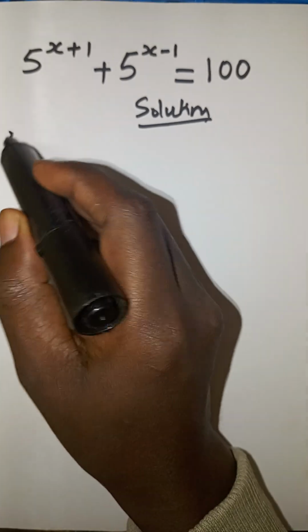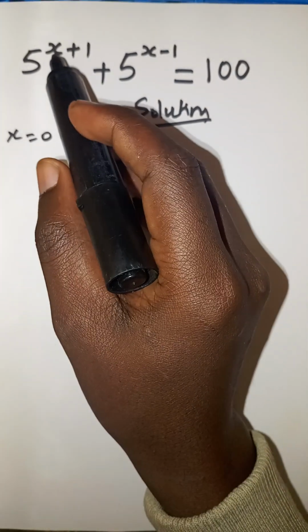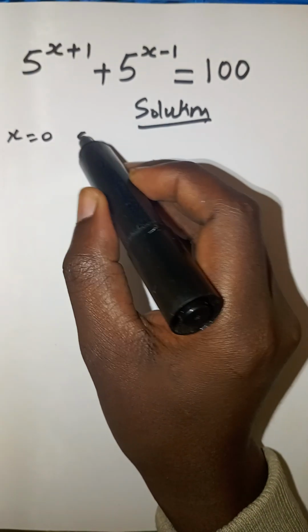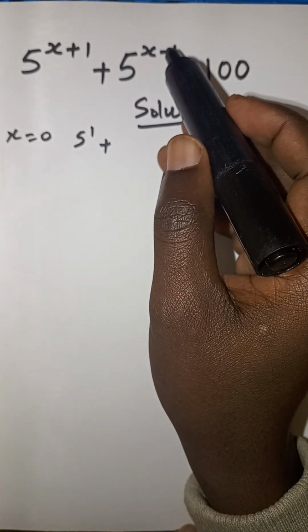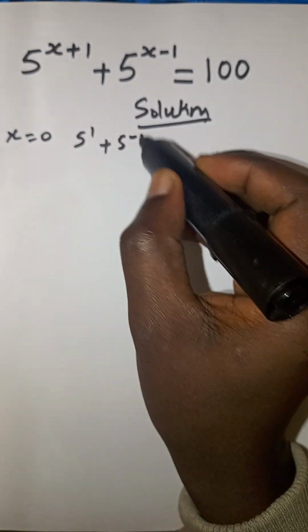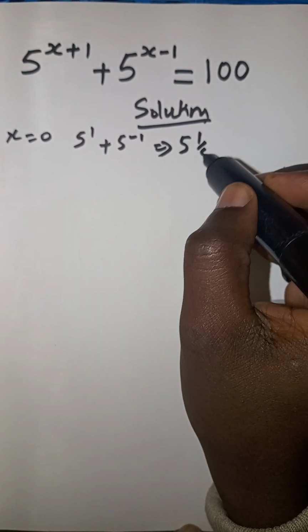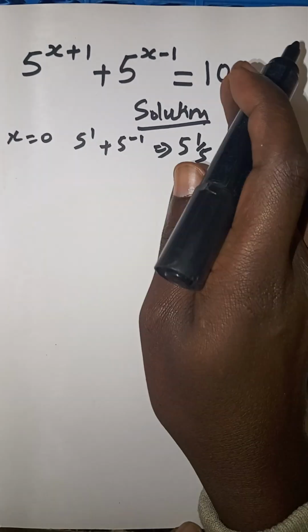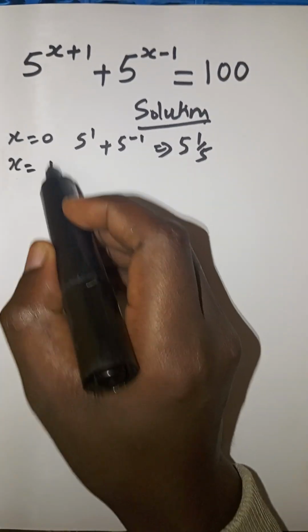Let us say if x is 0, then this equation is going to change to 5 to the power 0 plus 1, that is 5 power 1, plus of course 0 minus 1, that is negative 1. Adding this, I'm going to get 5 and a fifth, which is not 100. So let us test if x is equal to 1.